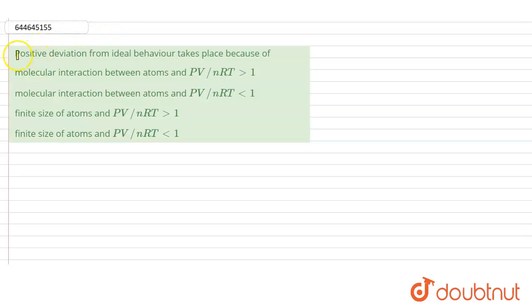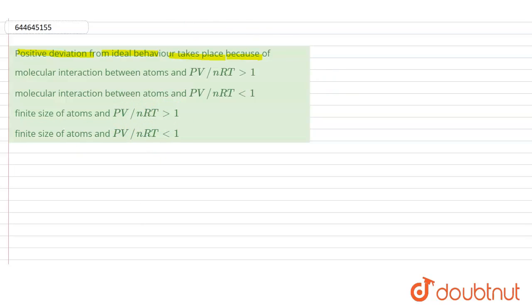Hello. So the question is saying: the positive deviation from the ideal behavior takes place because of. Option A is saying molecular interaction between the atoms and PV by nRT is greater than 1. Option B: molecular interaction between the atoms and PV by nRT is less than 1. Option C: finite size of the atom and PV by nRT is greater than 1, or option D: finite size of the atom and PV by nRT is less than 1, right? So let's start solving this question.